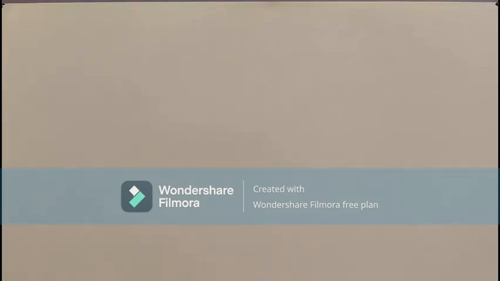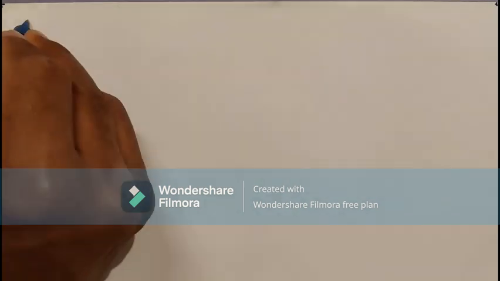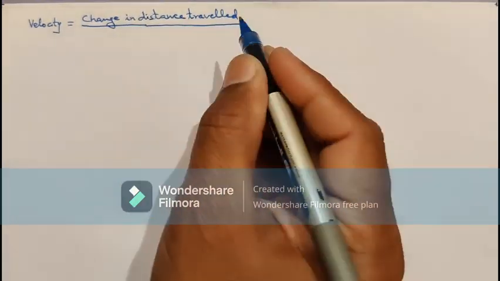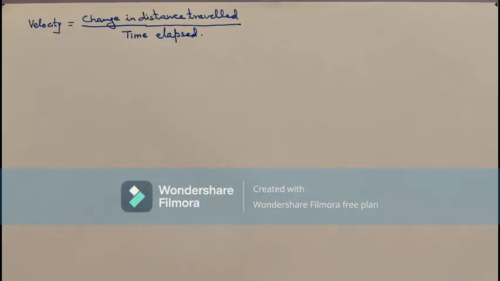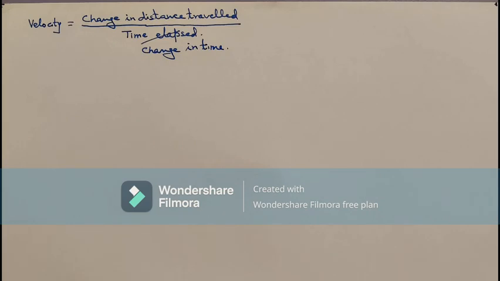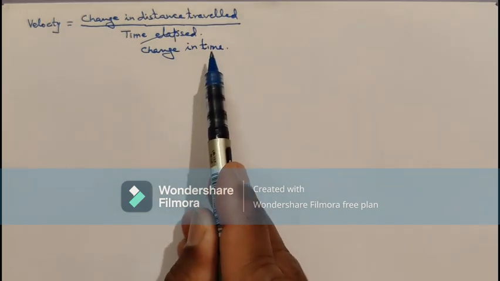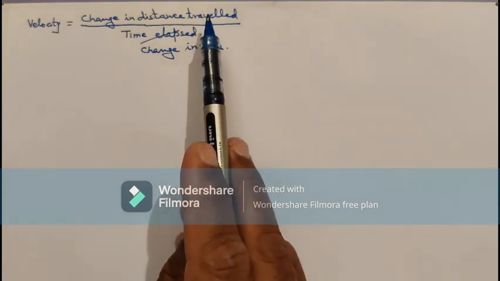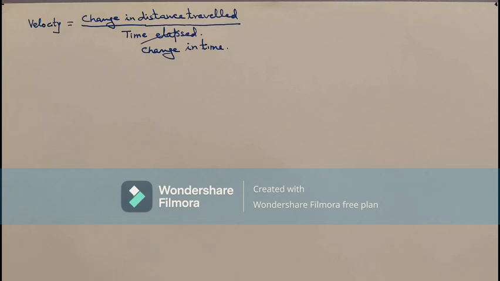We are all familiar with the concept of rate of change. Speed or velocity is simply change in distance traveled divided by time elapsed, or change in distance traveled divided by change in time. Notice there are two quantities that are changing. First is the time and the second is distance traveled.